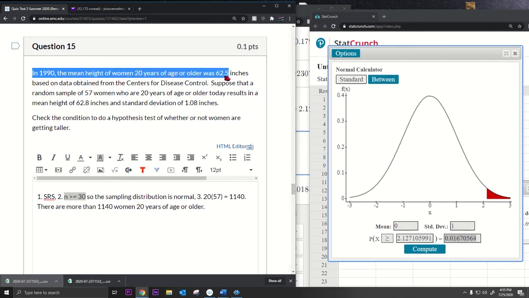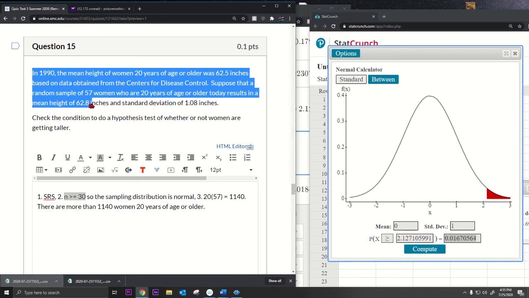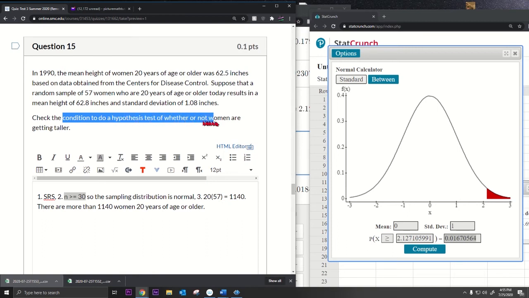So look, it says, I didn't read it, in 1990, the mean height of women 20 years of age or older was 62.5 inches. Based on data obtained from the Centers for Disease Control, suppose that a random sample of 57 women who are 20 years of age or older today results in a mean height of 62.8 inches and standard deviation of 1.08 inches. Check the condition to do a hypothesis test of whether or not women are getting taller.